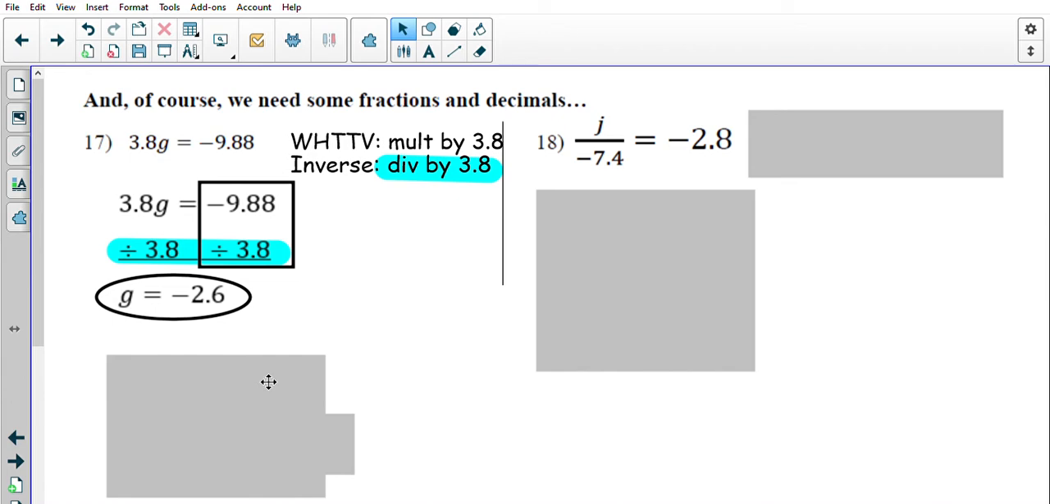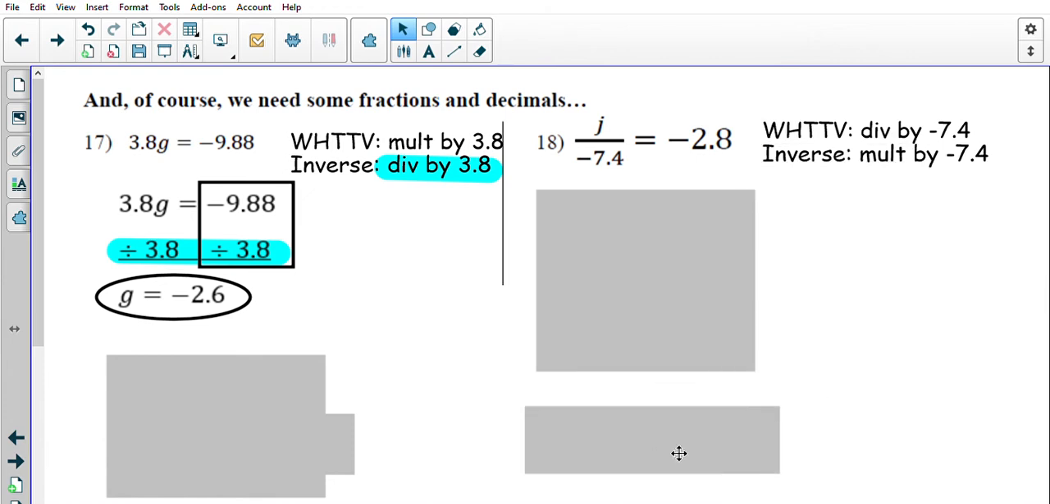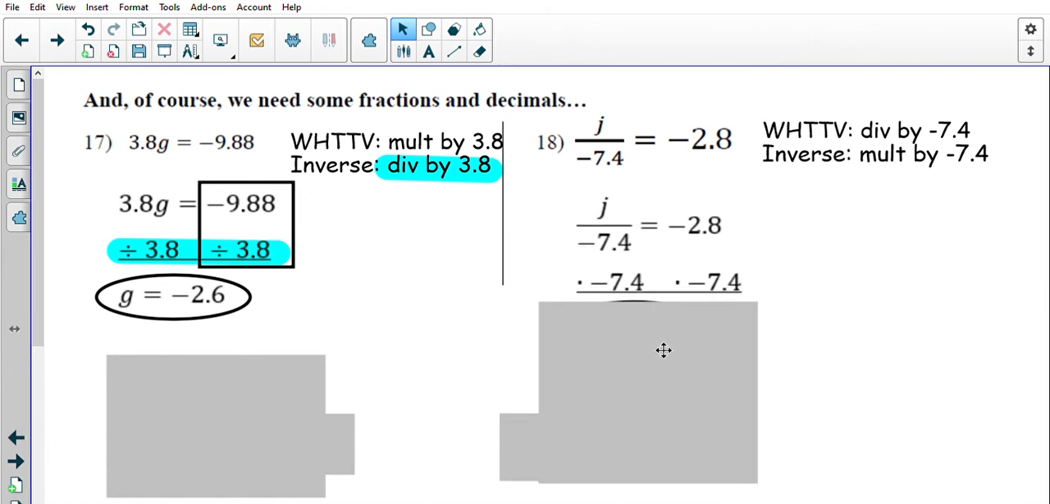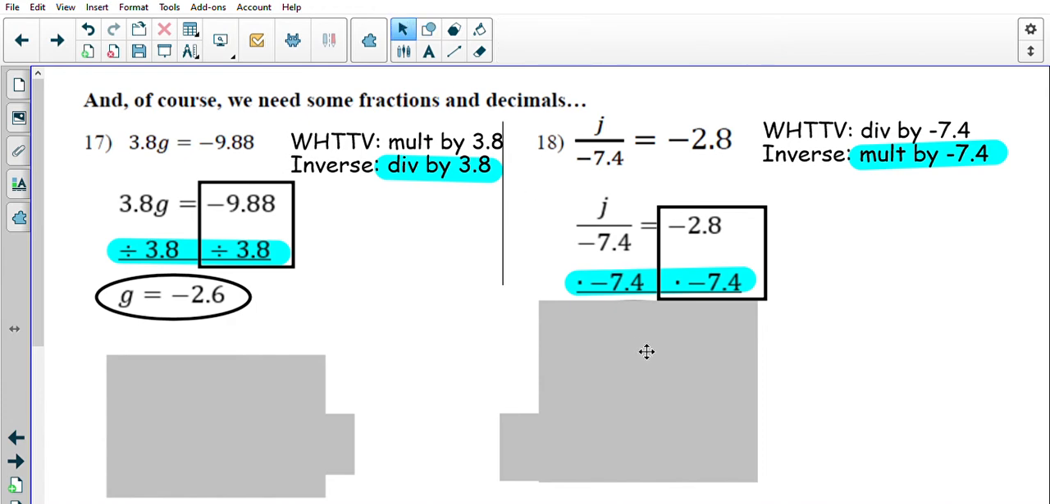All right, number 18. What's happening to the variable j? We're dividing by -7.4. What's the inverse of that? It is to multiply by -7.4. So let's show that once on each side of our equation. Remember, it's going to cancel out on the left-hand side, but what you're going to plug into your calculators is -2.8 times -7.4. And that's going to get us j equals 20.72.